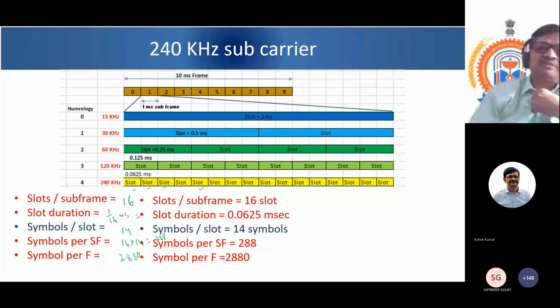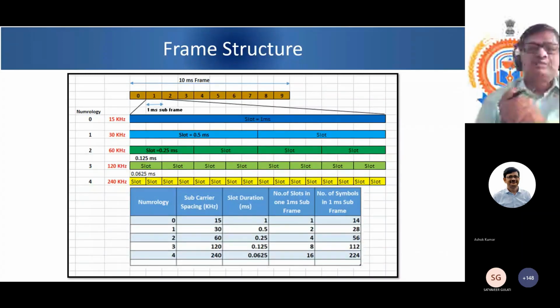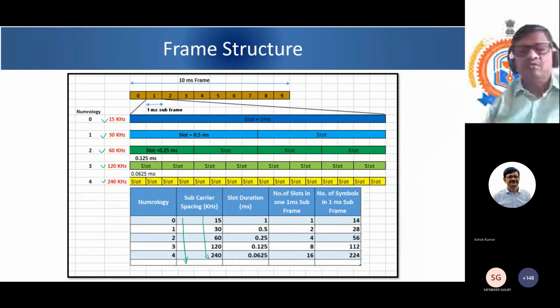If you read the standard document, it takes a very long time to understand. So now in an Excel sheet, I just drew the entire picture. For numerology 0, you have 1 slot. For numerology 1, you have 2 slots within the same 1 millisecond, then 4, 8, and 16. So if you go higher in numerology, your sub-carrier spacing is increasing: 15, 30, 60. Slot duration is decreasing, it is getting halved. So the number of slots would be doubling: 1, 2, 4, 8, 16. And similarly, the number of symbols in a millisecond will also increase.